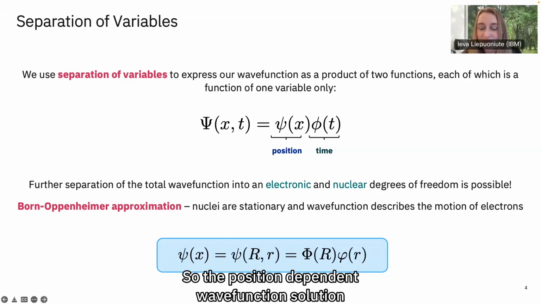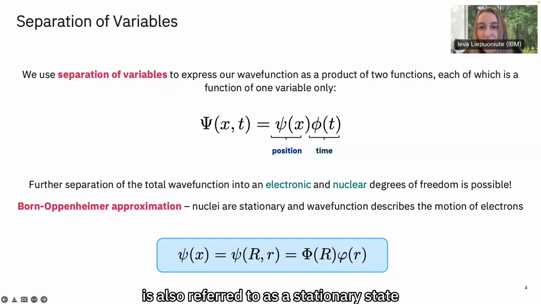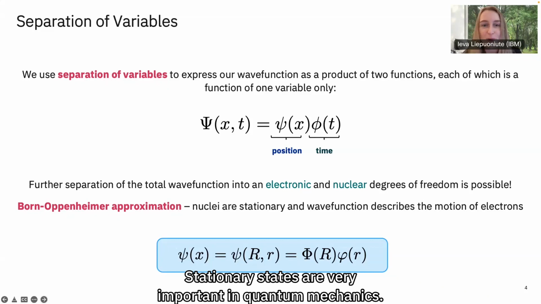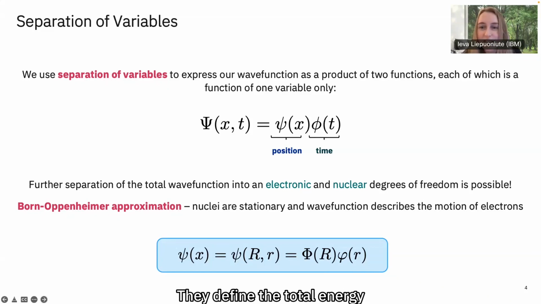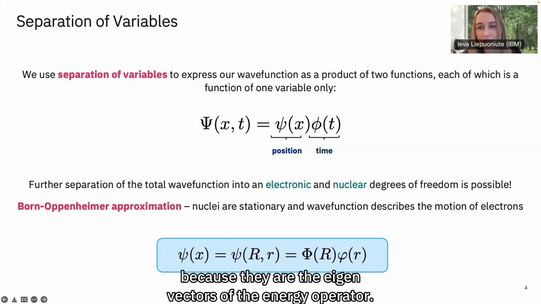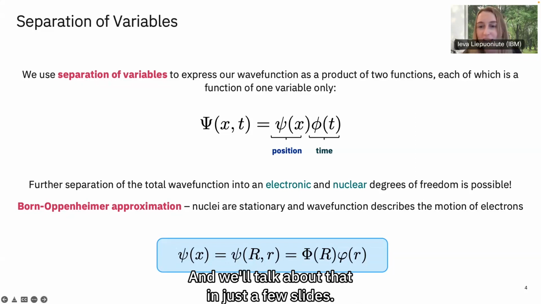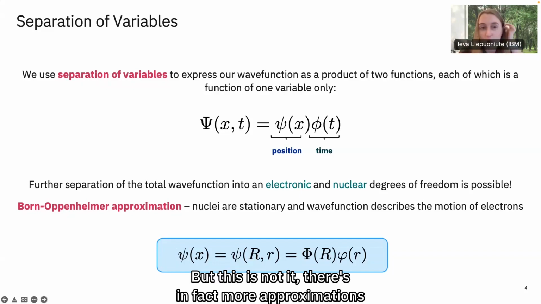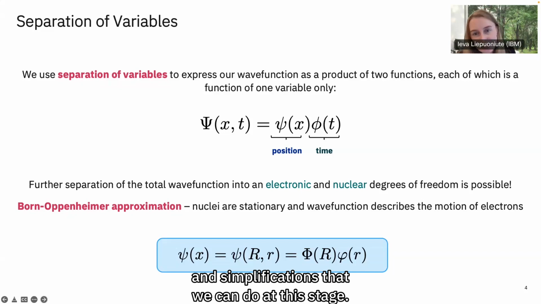The position-dependent wave function solution is also referred to as a stationary state, with all observables independent of time. Stationary states are very important in quantum mechanics. They define the total energy because they are the eigenvectors of the energy operator, and we'll talk about that in just a few slides. But this is not it. There are in fact more approximations and simplifications that we can do at this stage.